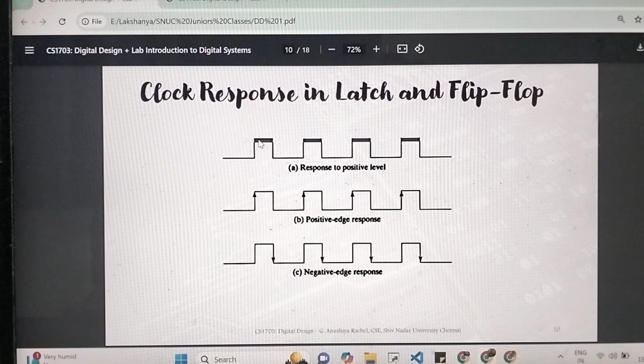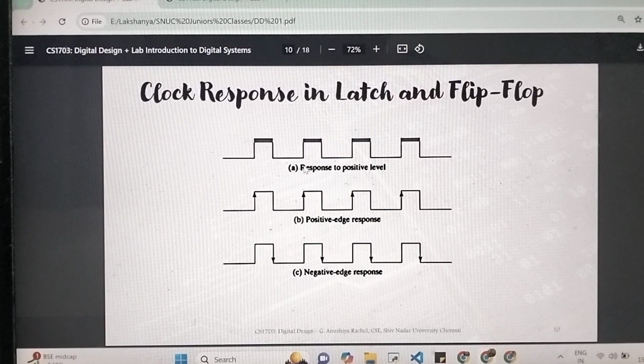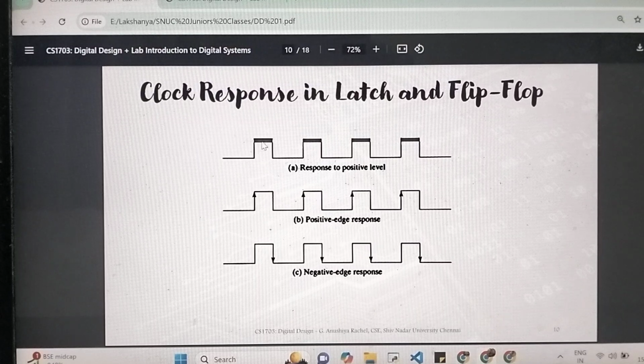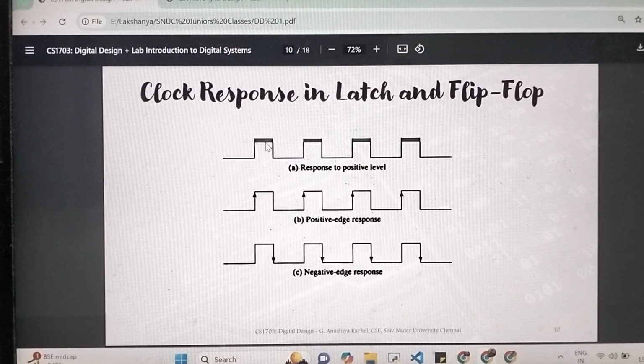You need to note that both at 0 and at 1 will not happen in the same latch. It will either be a positive level triggered one or a negative level triggered one. A positive level triggered latch is one where every time the clock is at 1, the state transition happens. A negative level triggered latch is one where every time the clock is at 0, the transition would happen.